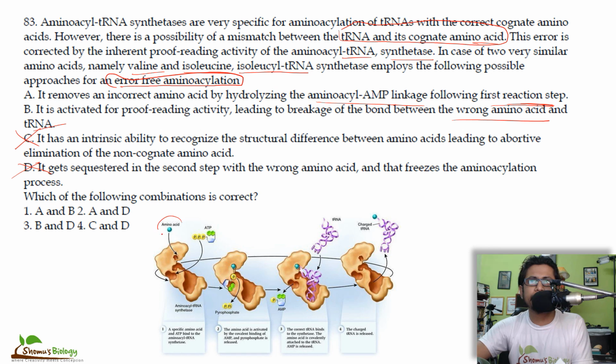But sometimes what happens is, in the very first step, amino acid and ATP, two phosphate groups are released, and AMP is associated with the amino acid. That's what we are saying, that it removes an incorrect amino acid by hydrolyzing the amino acyl AMP linkage. This amino acyl AMP linkage is hydrolyzed, followed by the first reaction step again from the beginning to conclude the process. And obviously it activates the proofreading activity that breaks the bond between the wrong amino acid and the tRNA in the very second step. So in the very first step, the amino acyl AMP linkage is broken, and in the very second step, the bond between the amino acid and the tRNA is also broken. So A and B both are true in this case. So option 1 should be the correct one.